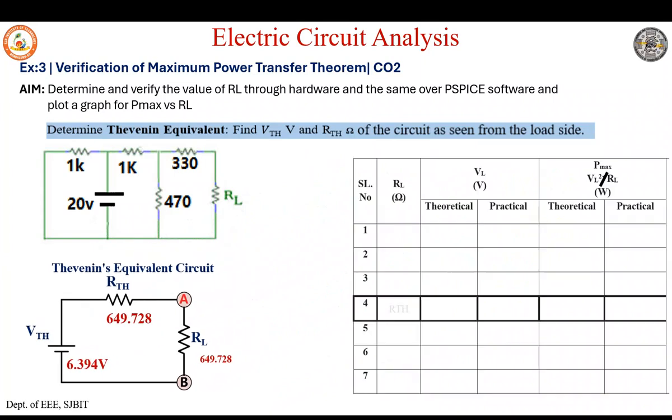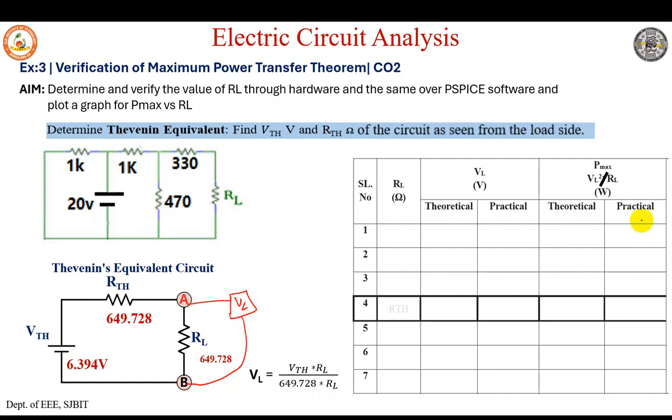So let's see this table column which is there in your lab manual, and what these actually are. The formula to find the voltage, in order to find the Pmax: VTH, the main voltage, into the same resistance RL, divided by the sum of the resistances, 649.728 plus RL, will give us this voltage drop. Assume that we have a voltmeter, right? So I'm finding the voltage drop here.